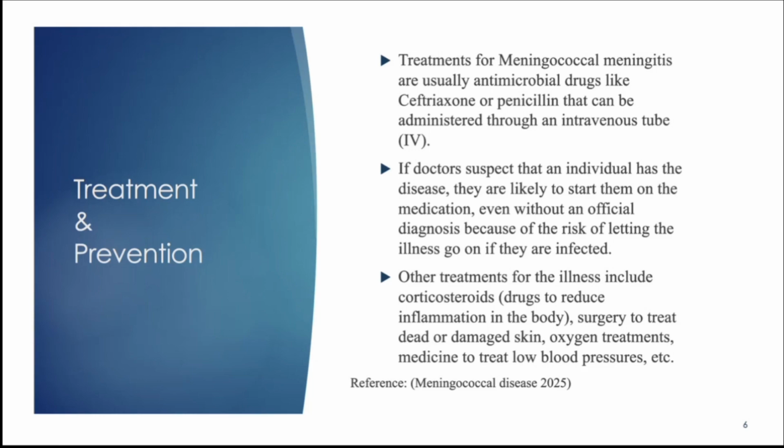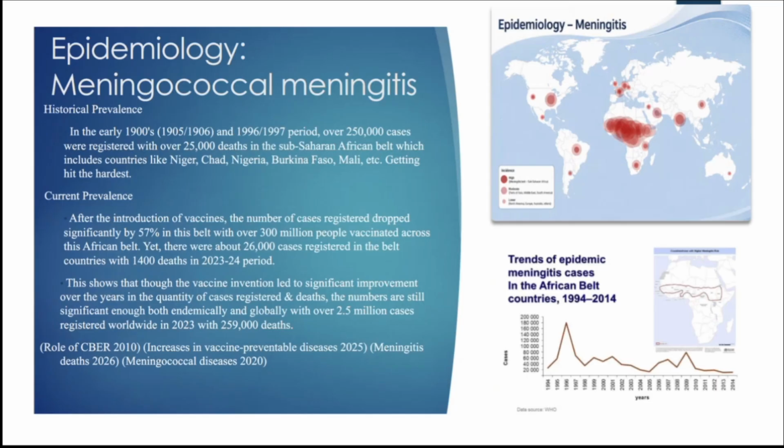Other treatments for the illness include corticosteroids, which are drugs to reduce inflammation in the body, surgery to treat dead or damaged skin to stop the necrosis from spreading to unaffected areas of the skin, oxygen treatments, and medicine to treat low blood pressure. Coming to the epidemiology, this disease is considered both pandemic, which means it has impacted globally, and endemic, which means it has impacted a specific region, country, or state. So it has a pretty significant impact all throughout the world.